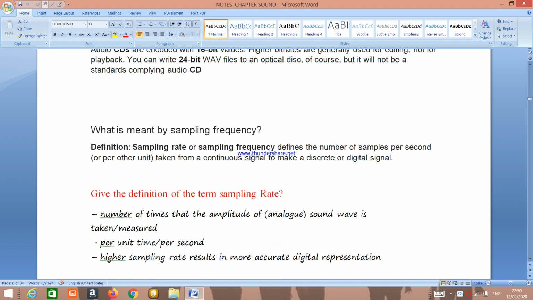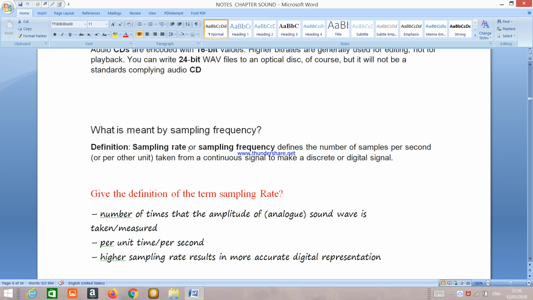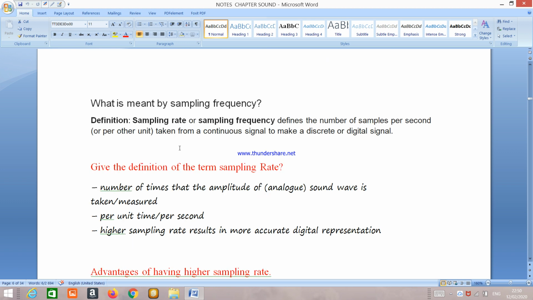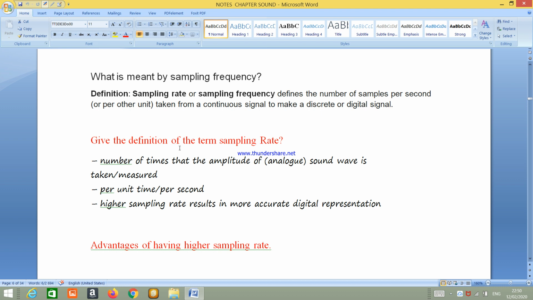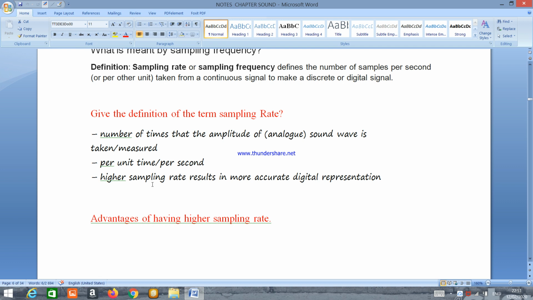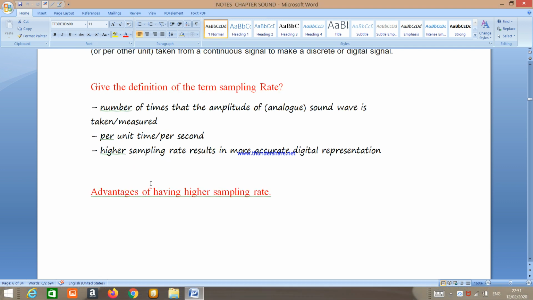So next, what is sample frequency? Sample frequency is the rate at which samples are taken within a given unit of time. This unit of time can be per second. Okay. It gives a definition of sample rate: the number of times the amplitude, the height of the analog wave, is taken per unit time. Higher the sample rate, more accurate will be the sound, but the file size will increase.